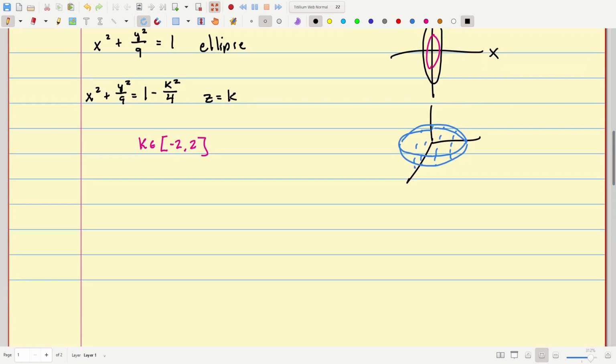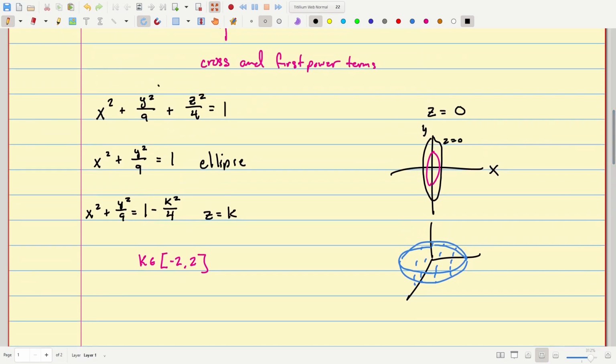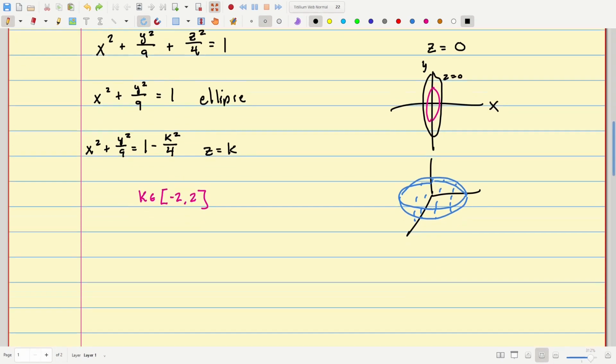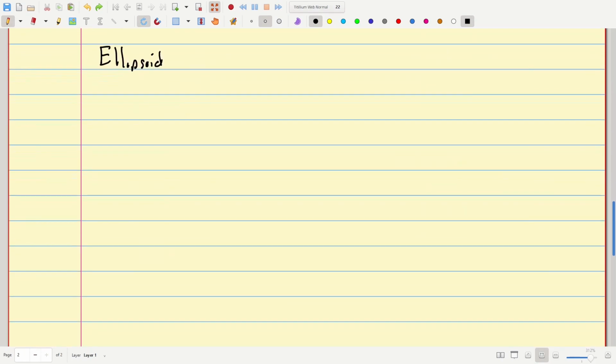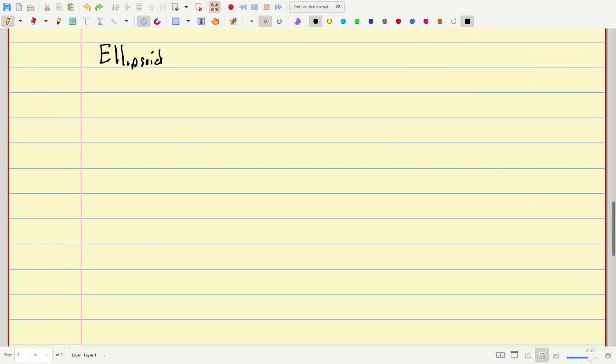And then our equation here tells us what the axes are in every direction. One of the axes is length 1, one of the axes is length 2, and the other axis is length 3. Okay. We'll do this the easy way.